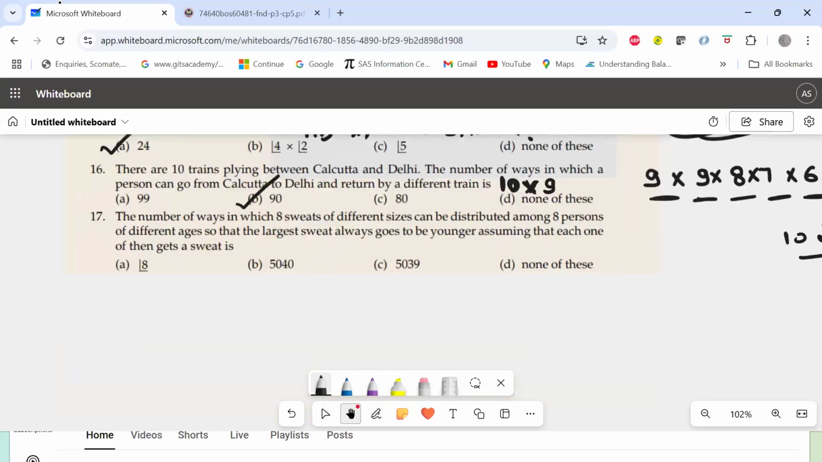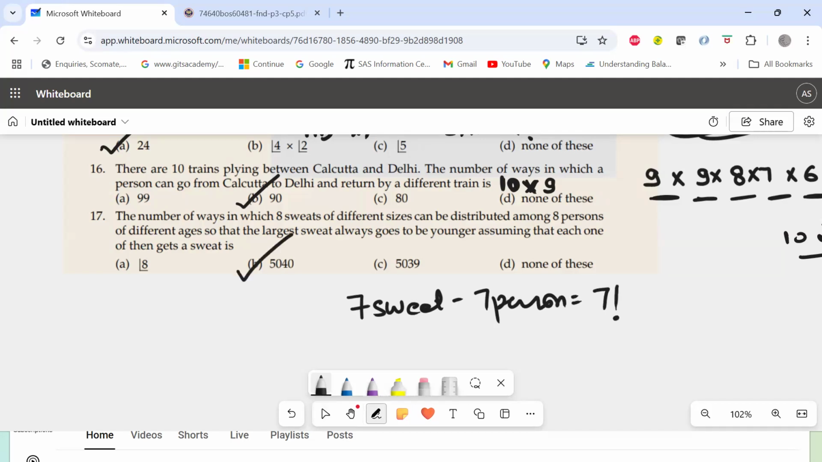Question number 17: the number of ways in which 8 suits of different sizes can be distributed among 8 persons of different ages so that the largest always goes to the smallest. So give the largest to the smallest. Now you have 7 suits and 7 persons. In how many ways can they be distributed? 7 factorial, or 5040 ways. Clear?